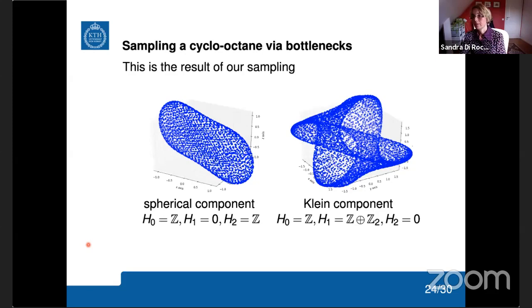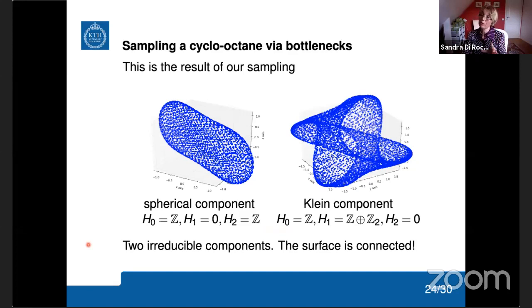There is one component that is invariant to the symmetry. This is the so-called spherical component, in fact it has the homology of a sphere. And then there is a second component, as expected, as claimed, which has the homology of a Klein bottle, and even the picture sort of suggests it. These are actually two irreducible components. The surface turns out to be connected, okay, but with two irreducible components. Okay, so everything now is getting, I hope, even for you, a little bit hopeful.